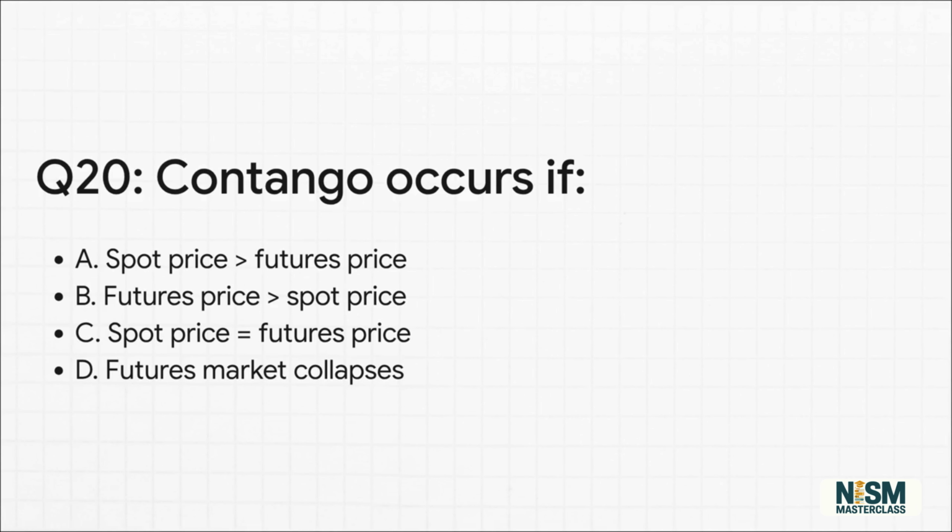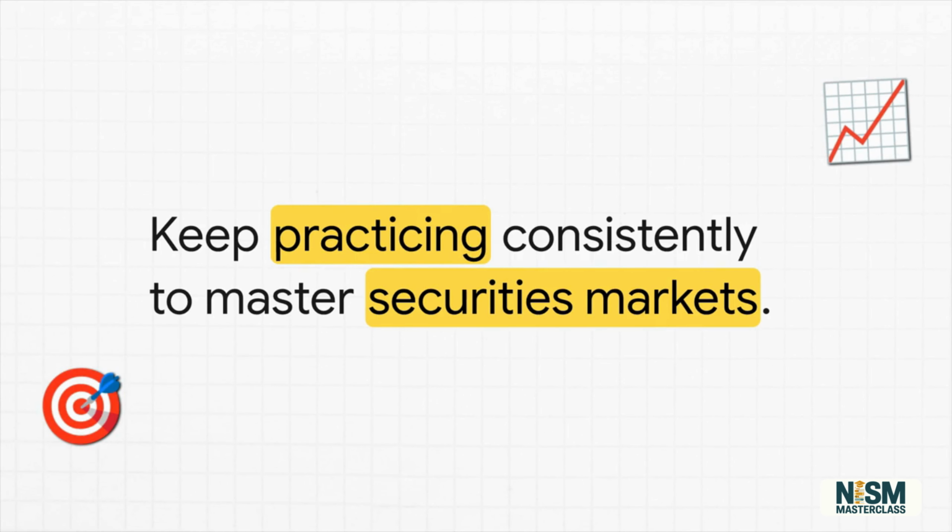The correct answer is option B, futures price is greater than spot price. Stepping into the commodity markets for a second, Contango reflects a situation where the forward or futures price is higher than the current spot price of the underlying asset. This is usually driven by the cost of carry, which includes real-world costs like storage, insurance, and financing over time. Which kind of makes you wonder, if physical storage costs disappear entirely in a digital world, how will Contango apply to purely digital assets? Definitely something to think about.